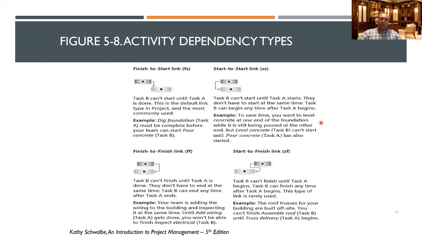You are pouring on one side and you are leveling it out as you're going along. So you're doing it together, but you're not doing it at exactly the same time. First you pour maybe half of it, you start leveling it, and then you're pouring the rest of the other side also. So that is a start-to-start link. They are done simultaneously, but they don't have to start at the same time. And then finish to finish: task B cannot finish until task A is done.